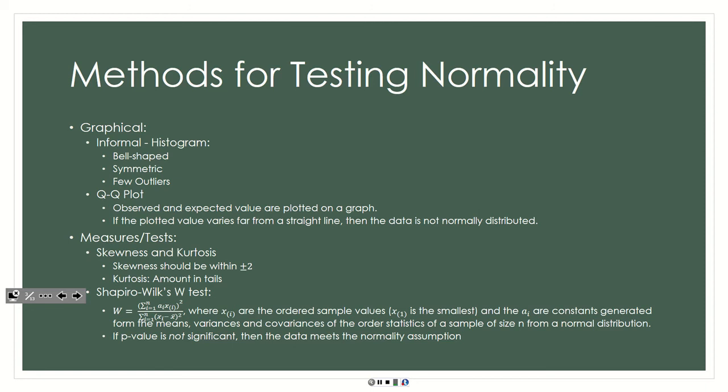One test that you can do pretty easily in R is the Shapiro-Wilk W test. It has a null hypothesis that the distribution is normal, and the alternative is that it's not normal. So if the p-value is significant, then you reject the normality assumption. If it's not significant, then you can assume that the data is pretty normal.